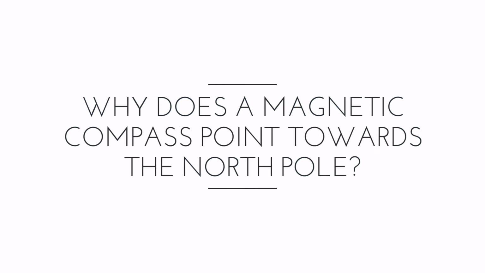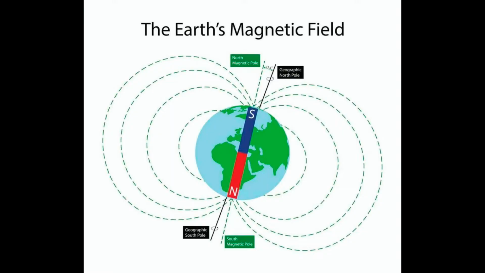Why does a magnetic compass point towards the North Pole? Many people assume that the magnetic north pole and the geographic north pole are the same, but in fact they're quite the opposite. Like the picture given over here, the magnetic north pole is the geographic south pole and the magnetic south pole is the geographic north pole. To explain it clearly, the magnetic south pole is present in the Arctic and the magnetic north pole is present in the Antarctic, which is why a freely suspended magnet points itself towards the north and south clearly.